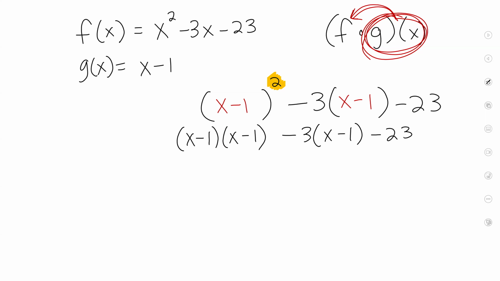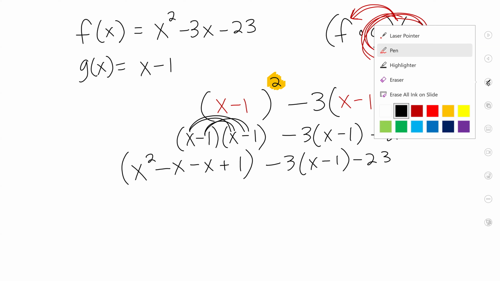Okay, I'm going to stop here. I'm going to let you guys finish this problem, and then I want you guys to come to me for me to check it. Okay, so you should have done x times x, which is x squared. X times negative 1 is negative x. Now do the next one. Negative 1 times x is negative x. Negative 1 times negative 1 is a positive 1. We can bring everything down.